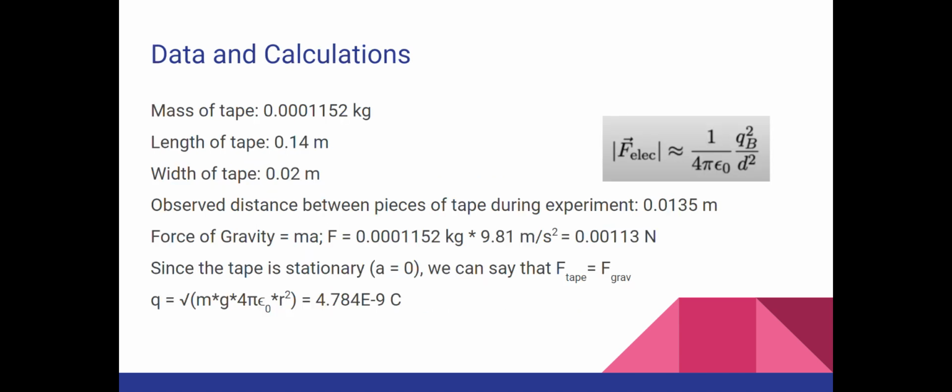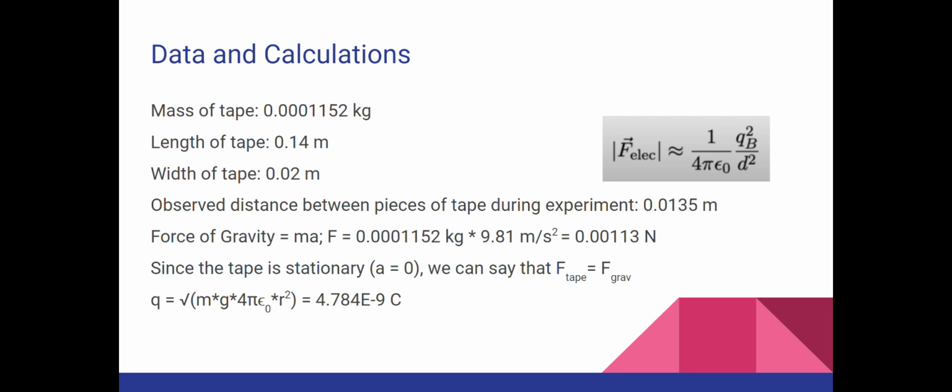Data and calculations. It was found that the mass of the tape was 0.0001152 kilograms. The length of the tape was 0.14 meters, and the width of the tape was 0.02 meters. It was observed that the tapes started to repel each other at 0.0135 meters. The force of gravity on tape B was calculated to be 0.00113 newtons.